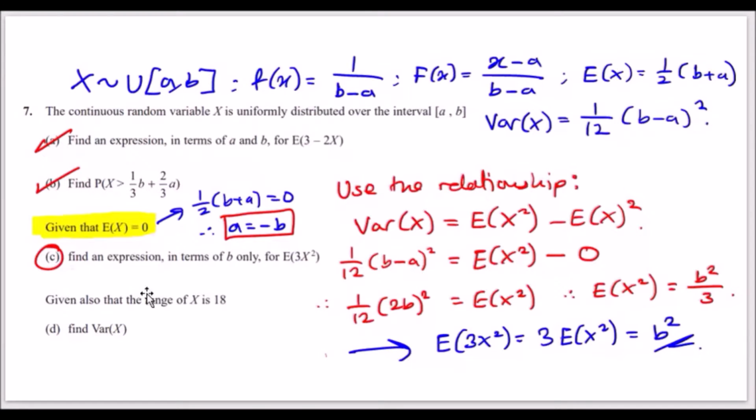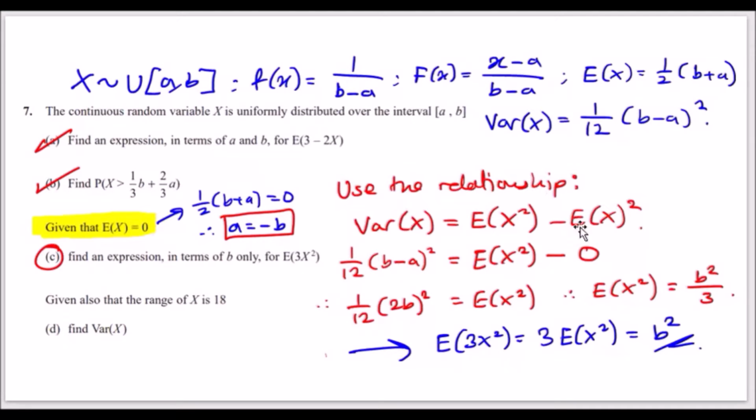So find an expression in terms of b only, i.e. make them equal, so eliminate a, for the expected value of 3x squared. Now 3x squared firstly can be written as 3 times E of x squared, a bit like the last line. But before we get there, I used a certain relationship between the variance of x, E of x squared, and the mean squared, because this is the general equation given. So we need to know this one by heart.